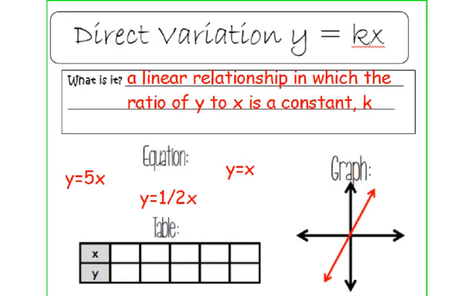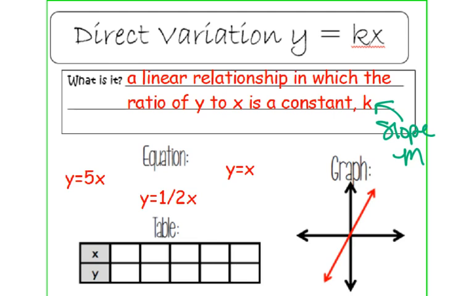This video is for direct variation. Direct variation are formulas or equations that are in the form y equals kx. This is a linear relationship in which the ratio of y to x is a constant k. All k is the slope, and it's also m. It's the same thing, we're just calling it something different.